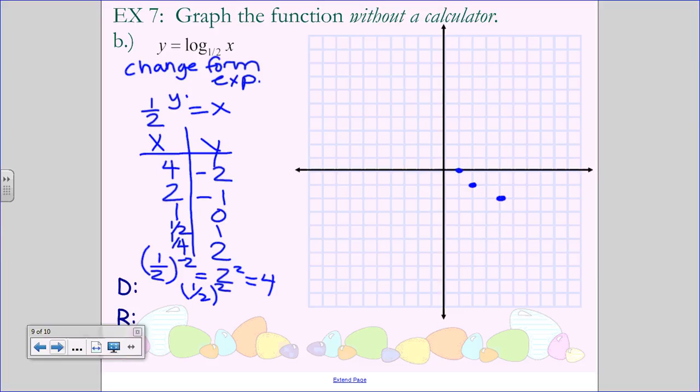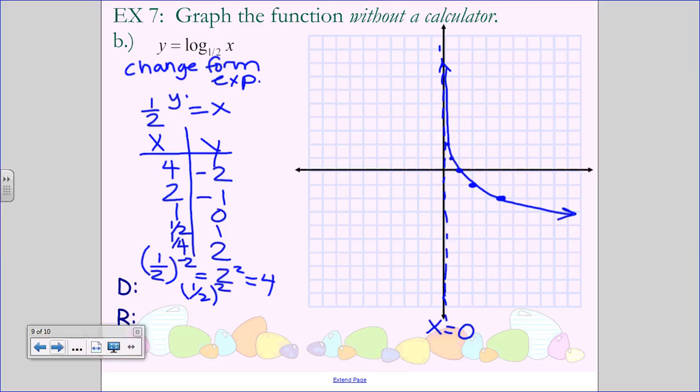Over 1/2 and 1/4. Okay, so remember it's the inverse function of an exponential, so that's why we're putting in our y values. It's like we've switched them from the exponential. And so you should see some of these same points. If you switched the x and y, it would have been reflected over the line y equals x. Okay?